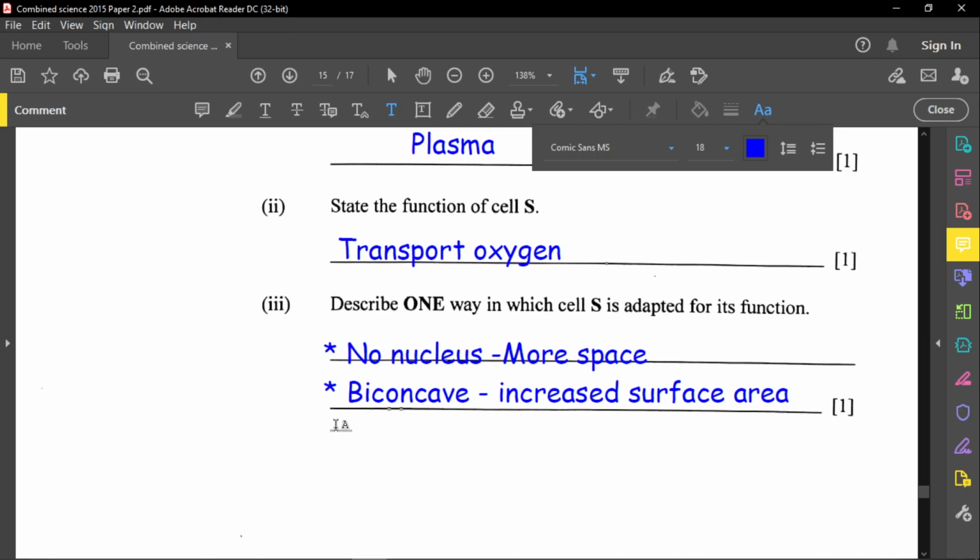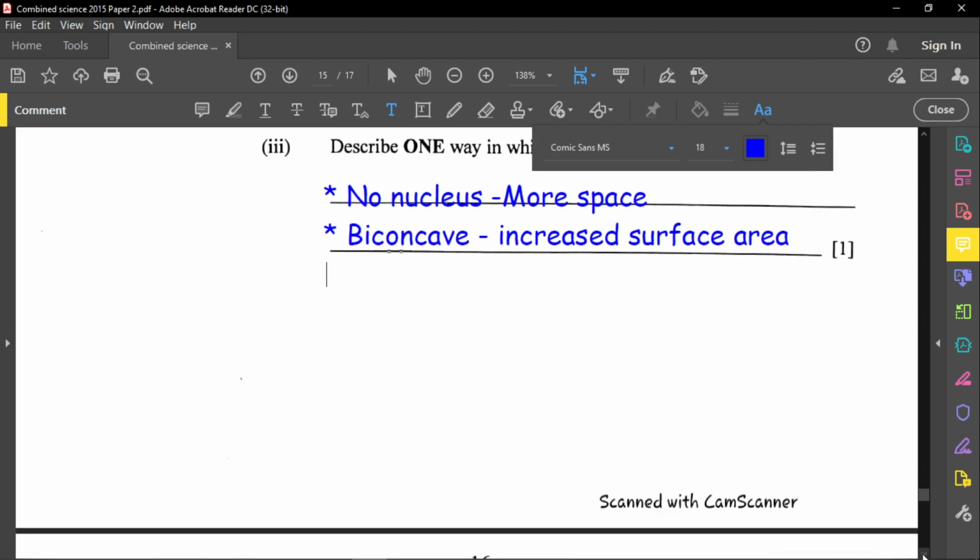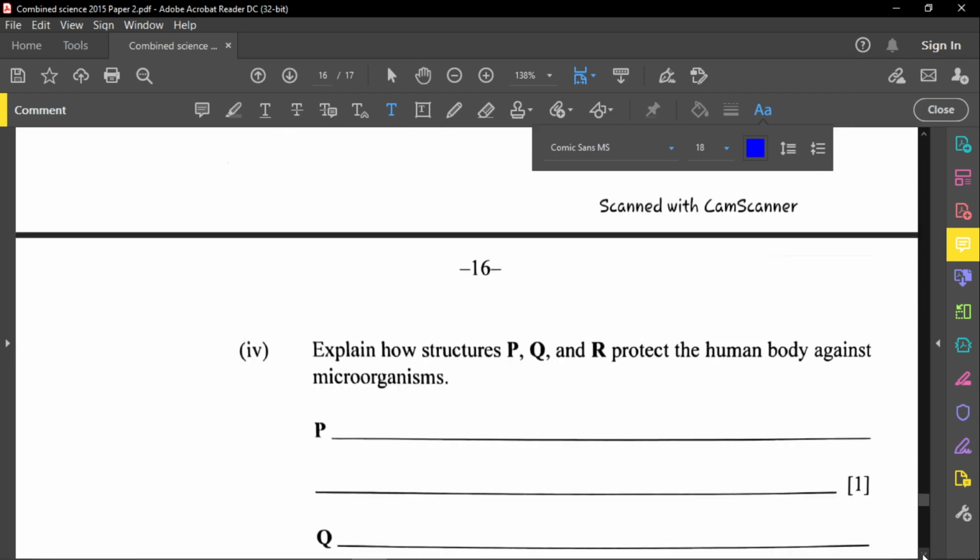Another possible one, well, large surface area is there already. So those are the two things: no nucleus, more space to contain oxygen, and biconcave creates a large surface area. Also, being biconcave allows it to pass through the blood vessels easily as well, right? Okay. All right, so those are the two main adaptations there. All right, let's go to this part now.